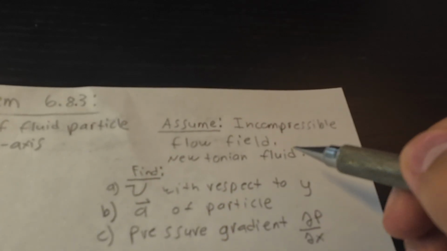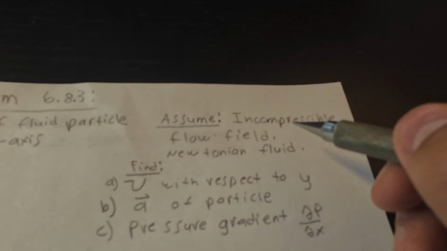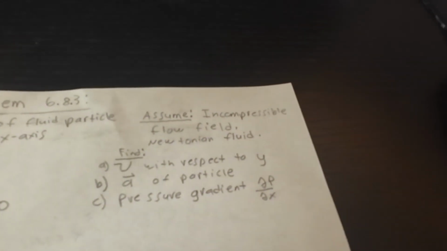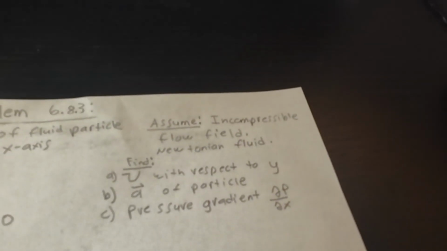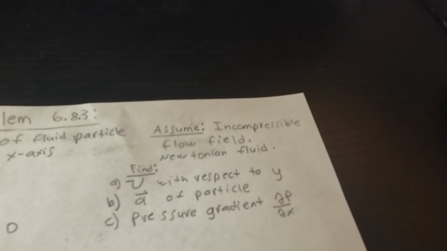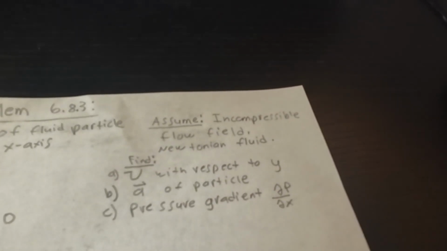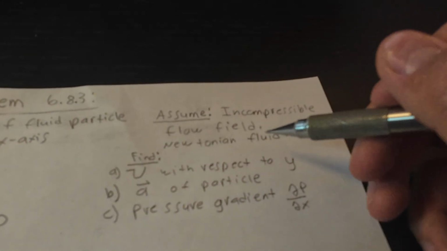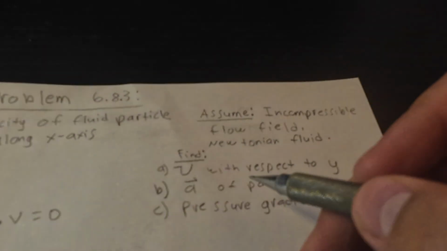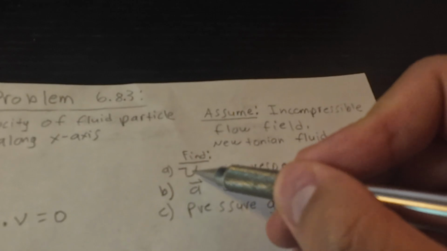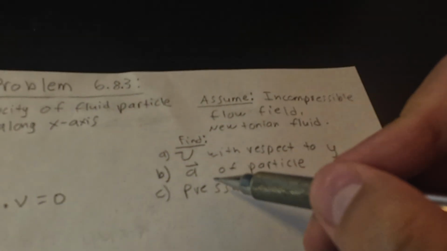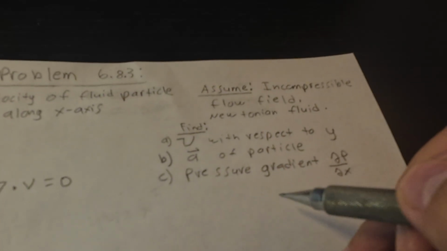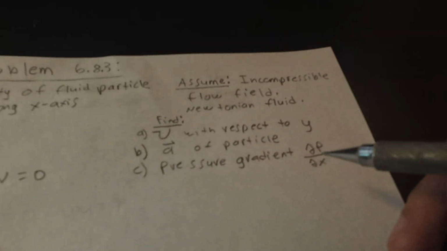Assumption, incompressible flow field, right? Incompressible fluid just means density is constant. Newtonian fluid, right? That just means, if you remember in the first two lectures, I showed you a graph that was linear, a linear relationship between the viscosity and the shear stress applied to a fluid. So that's essentially what Newtonian fluid is, and you can go back to the first two lectures if you need a review on that. So we want to find v, which is your velocity in the y direction with respect to y. We want to find the acceleration of the particle, and we want to find the pressure gradient, which is essentially just your partial derivative with respect to x.